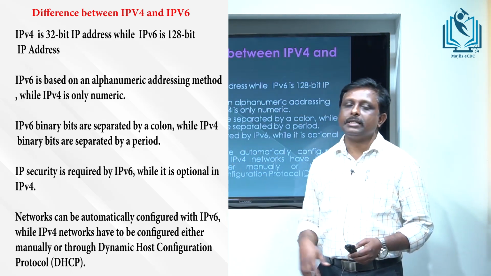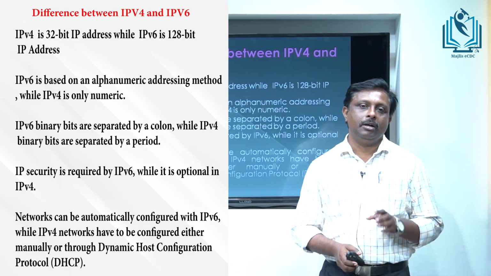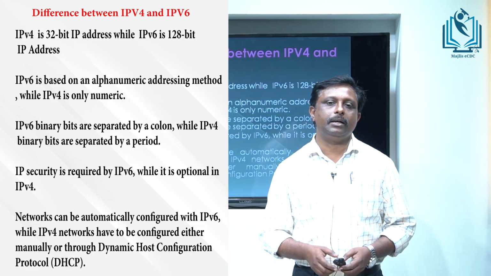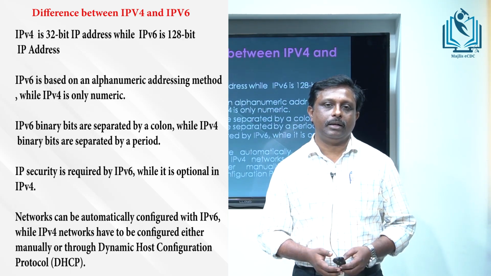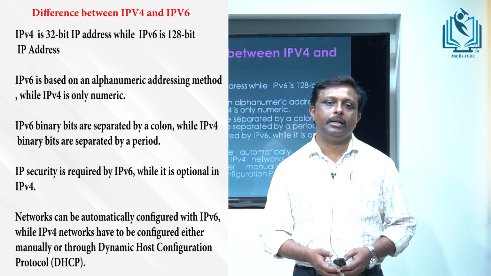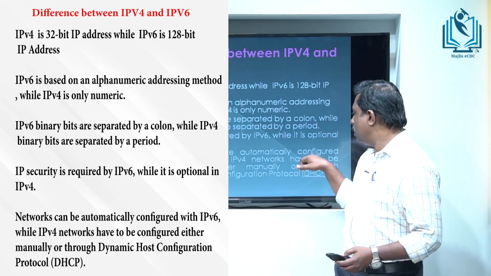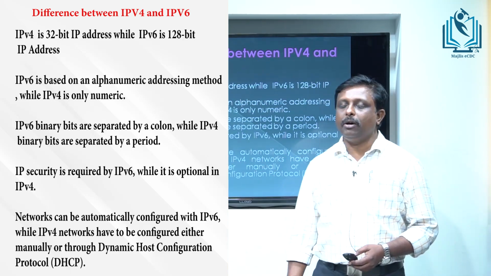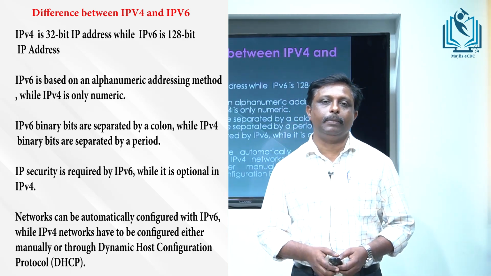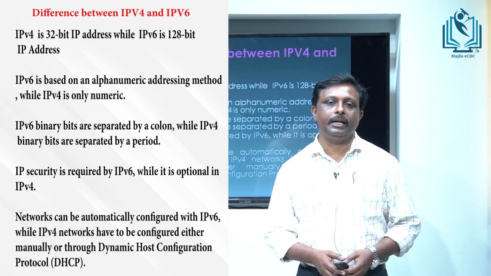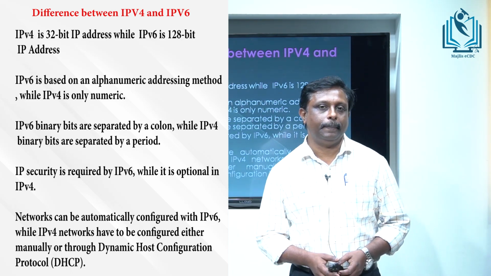The next one is IP security, which is a must for IP version 6, but IP security is optional in IP version 4. The next one is configuration. Networks can be automatically configured in IP version 6, but manual configuration is needed in IP version 4.